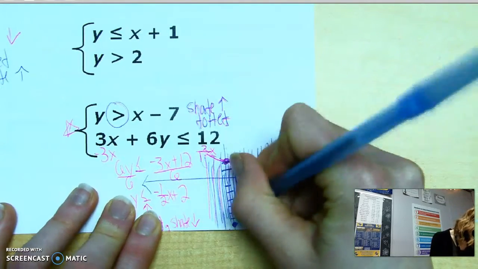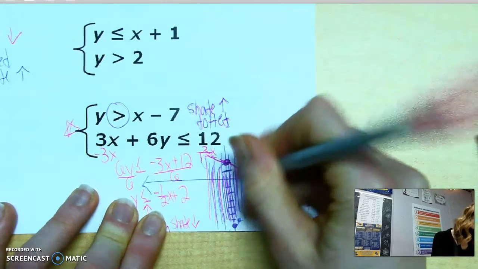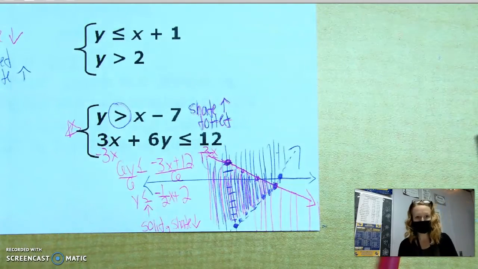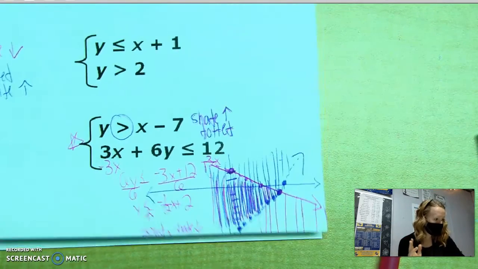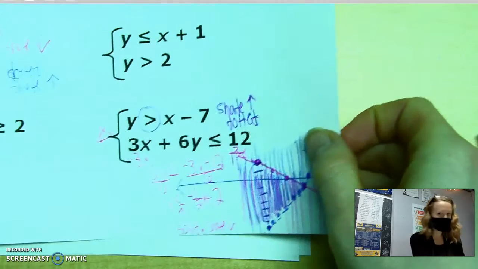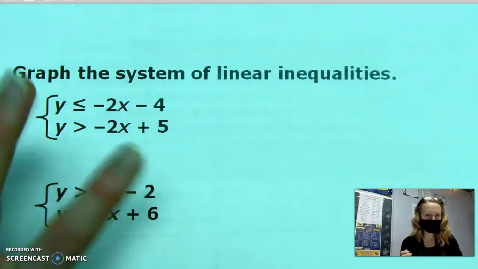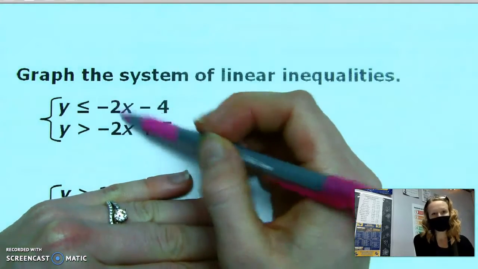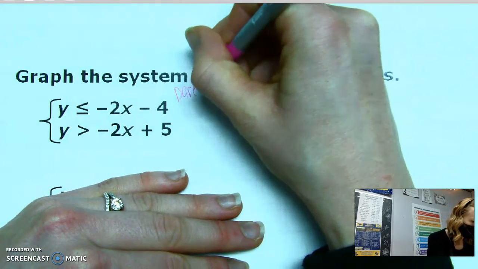Like I said, I like to make it dark and obvious, so that way whoever is grading my quiz or test can clearly see where my overlapping shaded region is. Right? Okay, so essentially that's it, with the exception of some special cases. If you take a look at these inequalities here, you're going to notice that they have the same slope and different y-intercepts, which means they're parallel lines.